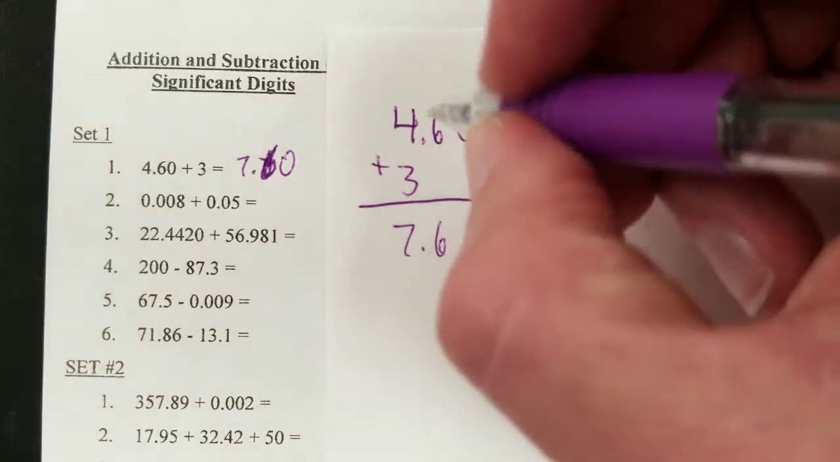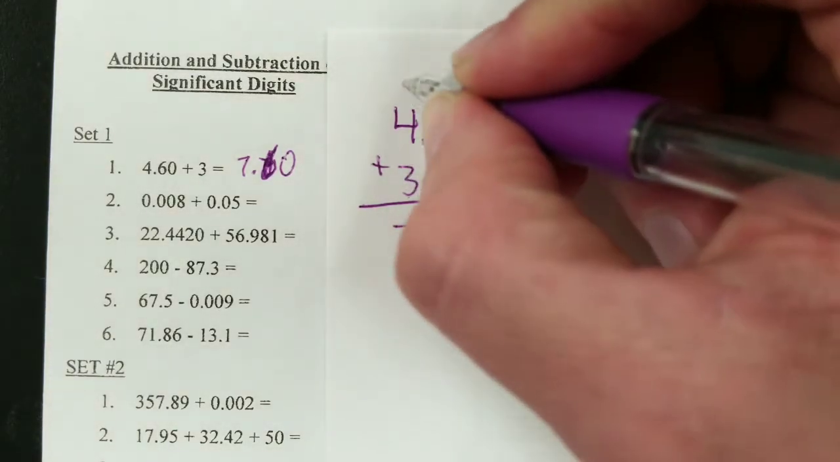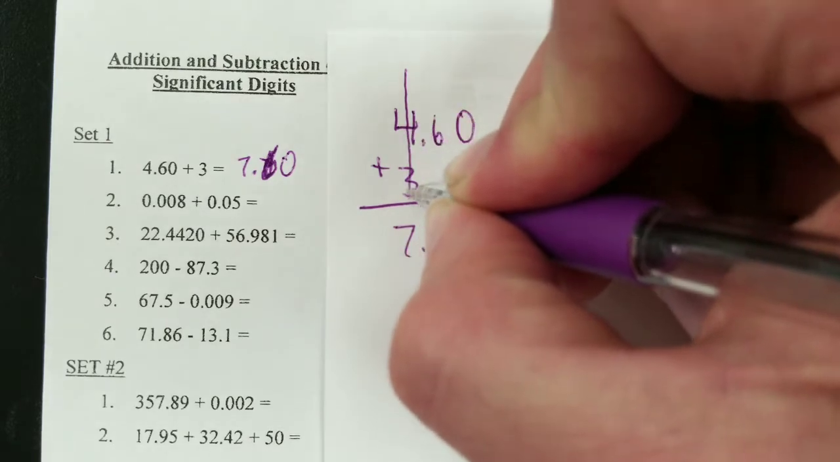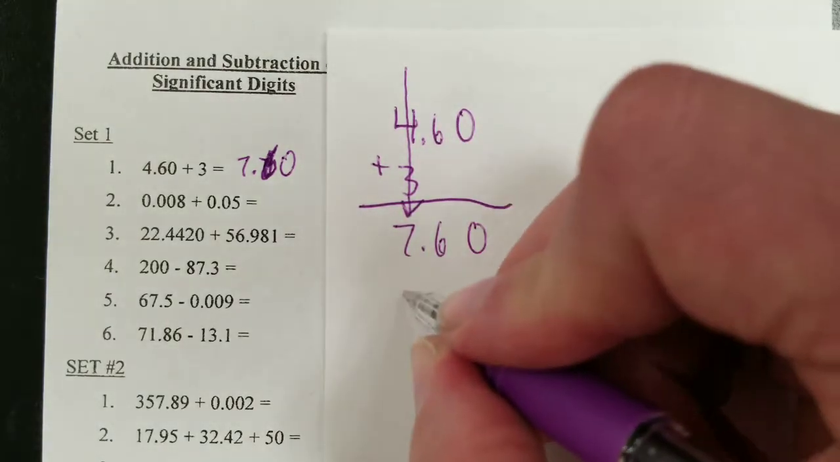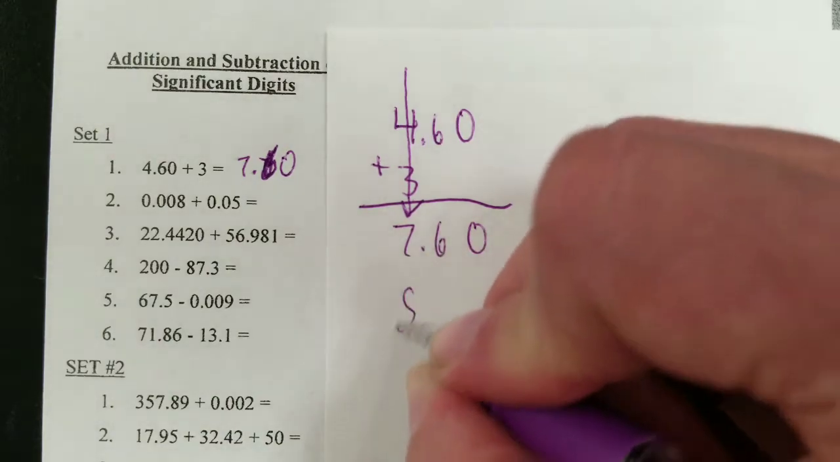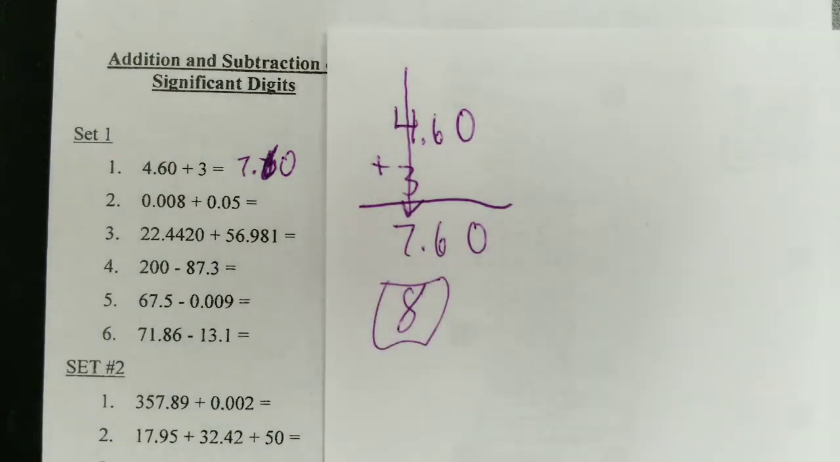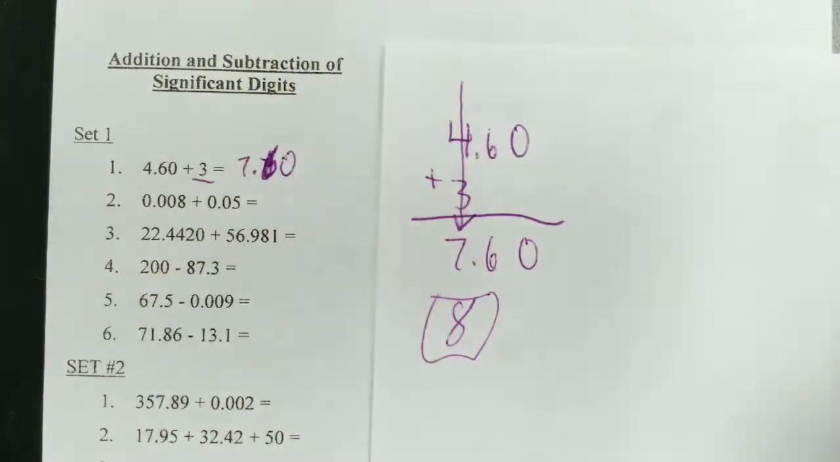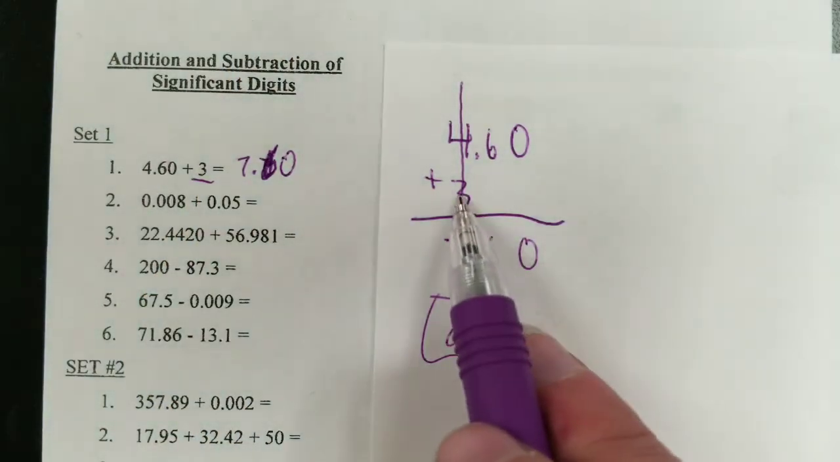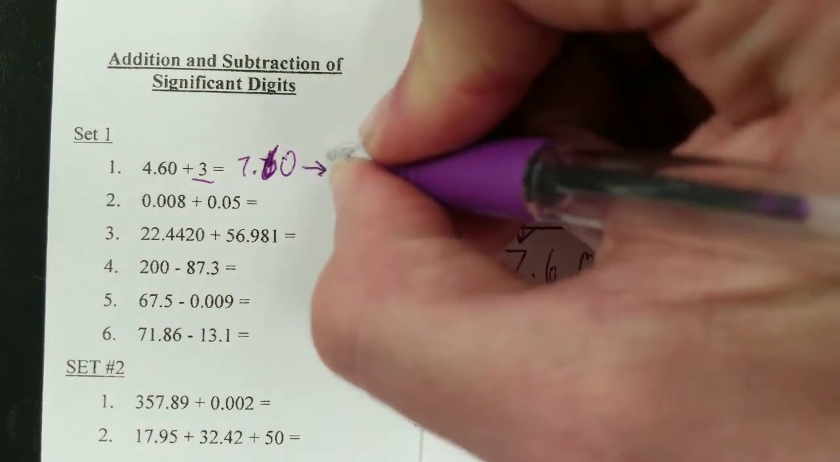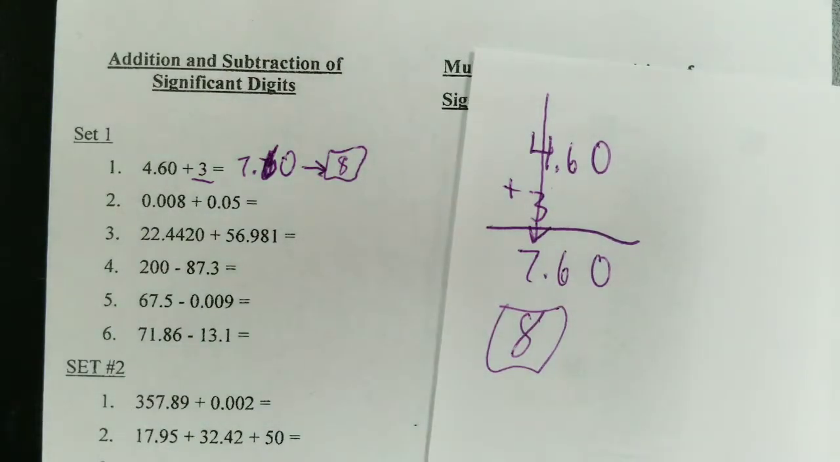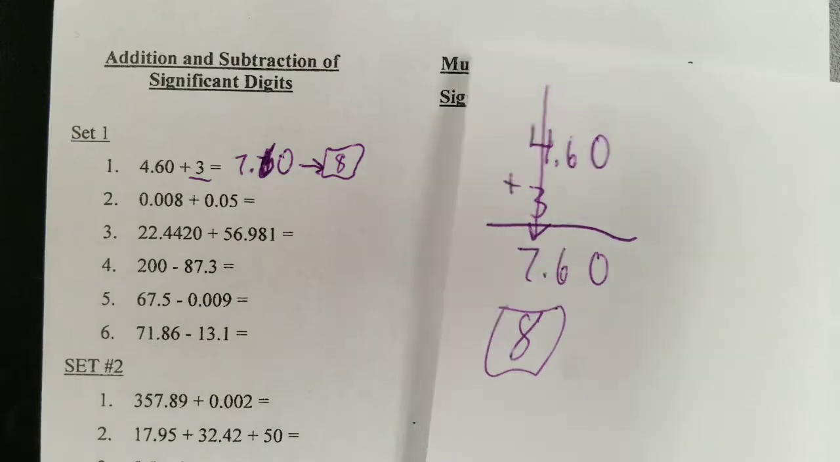So being that this is its furthest right significant digit, we're going to do our rounding right here, which means instead of 7.60, since we're rounding right there, we're going to call it just 8 as the final answer. So this is the number that determined our rounding because it was the least exact of the two. And so we're going to say 8 is the actual answer for the correctly rounded version.